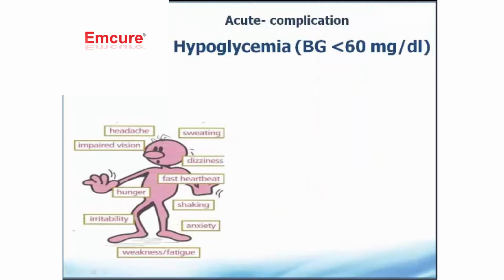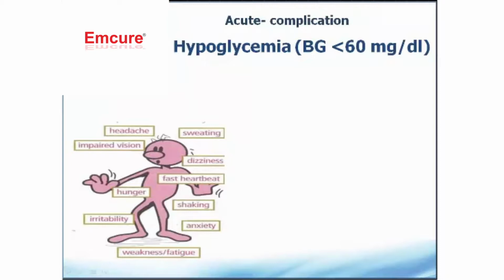We'll first see the acute complications, and as I told you, hypoglycemia is an acute complication. Now let us try to understand what hypoglycemia is. Hypoglycemia is a condition wherein the blood sugar level falls below 60 mg per deciliter in an individual. This complication comes with severe symptoms like headache, sweating, impaired vision, dizziness, fast heartbeat or hunger, and the patient may also experience shaking or irritability, anxiety or sometimes weakness and fatigue.